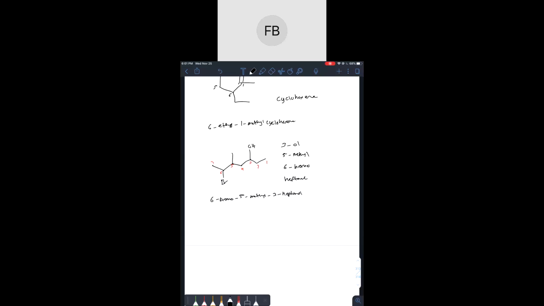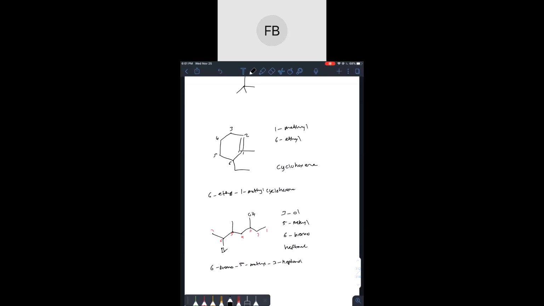Same with the double bond. The "ene" from the double bond goes last. When you're putting it all together, everything's in alphabetical order, but "ene" and "ol" are actually both suffixes to the longest chain, meaning that they just get attached to the end of the word for the longest chain. So heptane is the longest chain, so you just say heptanol. And then cyclohexane was the longest chain in the above one, so you write cyclohexene, or cyclohexanol if it had an OH.